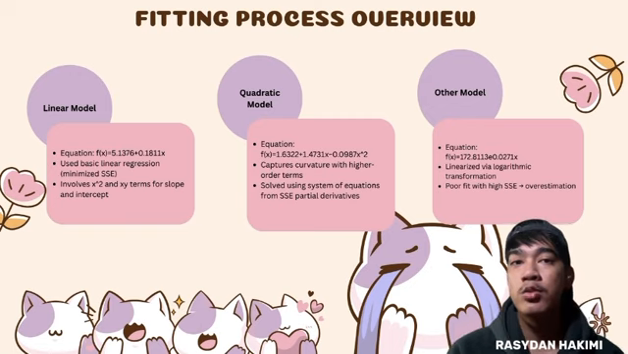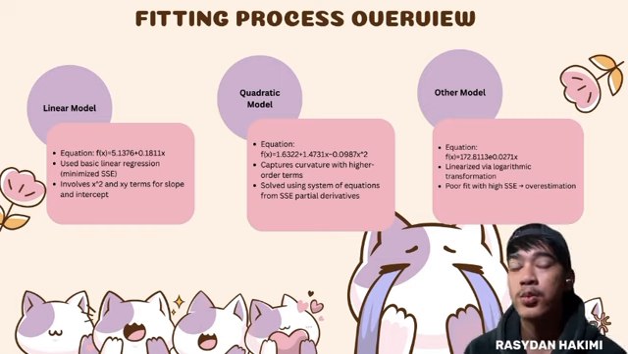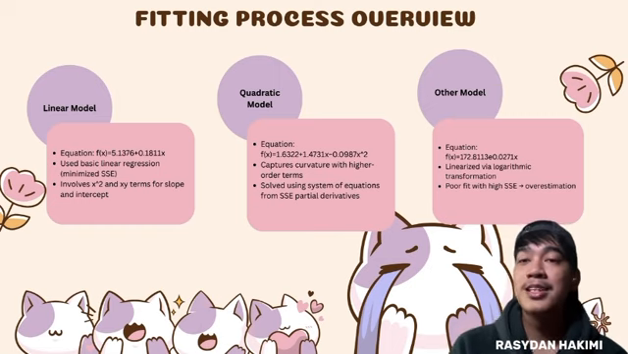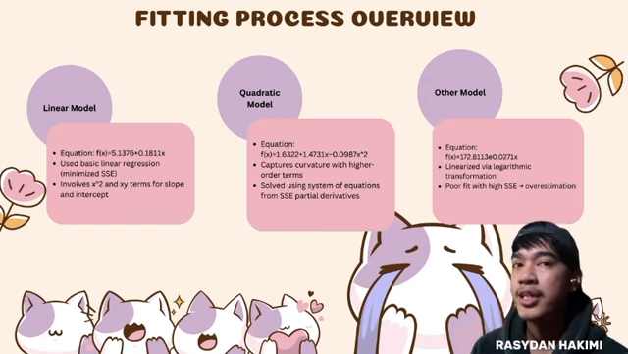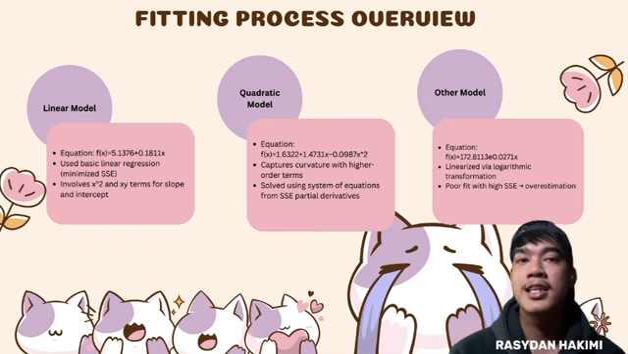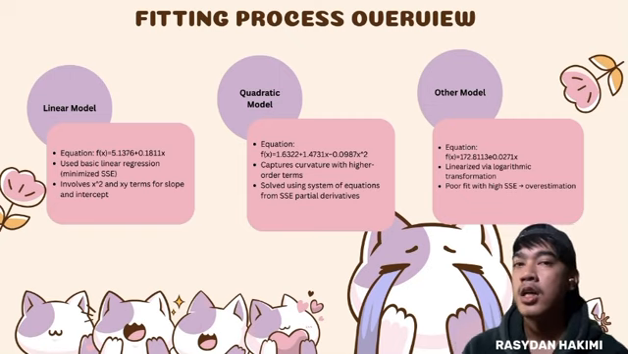Next, we move on to the quadratic model, which has the form f(x) = 1.6322 + 1.4731x - 0.0987x squared. This model includes higher order terms such as x squared, x cubed and x to the power 4, allowing it to capture the curvature in the data that the linear model missed. We determine the coefficients by solving a more complex system using partial derivatives of the SSE.